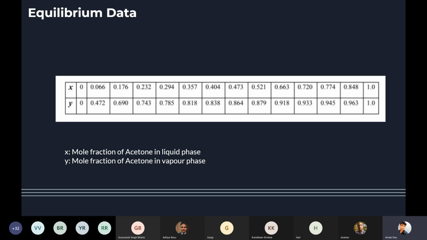So this is the equilibrium data. This is the vapor liquid equilibrium data. X represents the mole fraction of acetone in liquid phase, and Y represents the mole fraction of acetone in vapor phase. So acetone is the more volatile component over here. So we are representing it as X and Y.